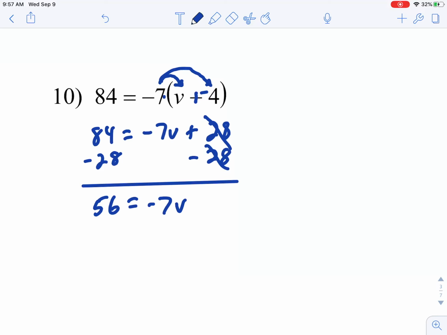Check me on a calculator if you need to. And then this is negative 7 times v, so we end this problem by dividing by negative 7. And we get 56 divided by negative 7, which is negative 8.